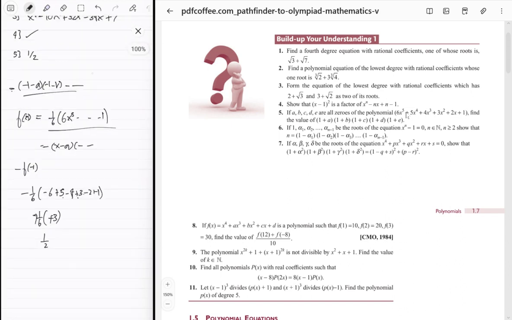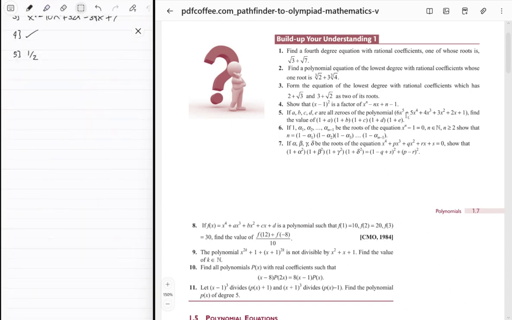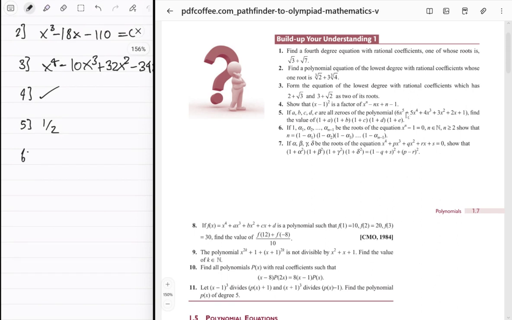Next. Sixth question. Okay, wait, that was the fifth. Sixth question. If these are the roots of this equation, show that n is equal to (1 minus alpha 1) and so on, the product. So basically all the complex nth roots of unity are these guys, and then 1 is there, of course. Show that n is equal to this product.